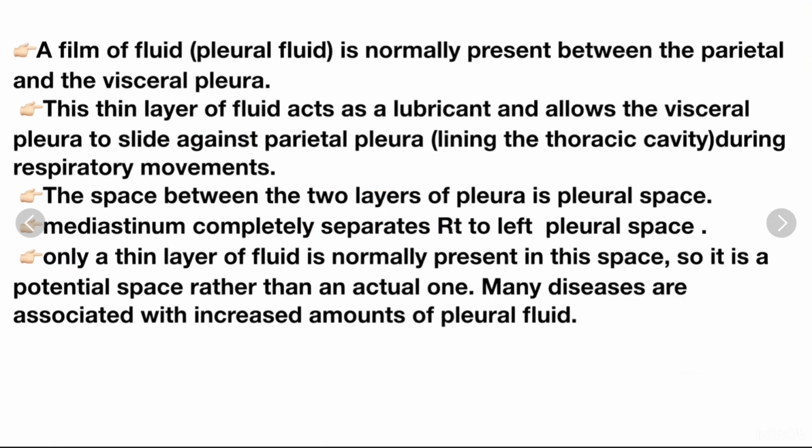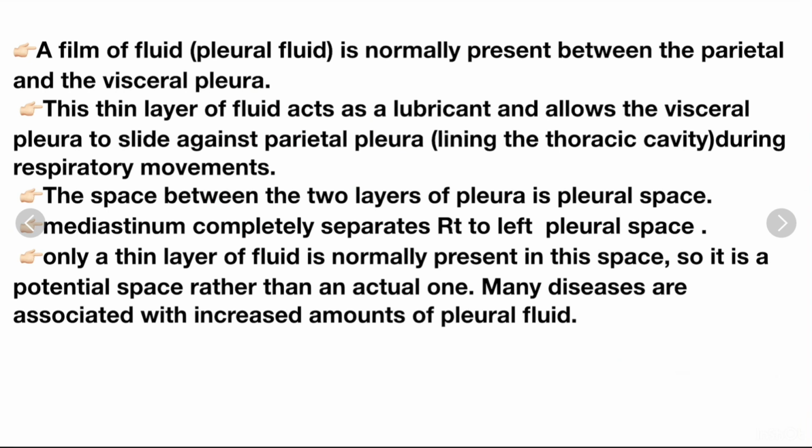A film of fluid, pleural fluid, is normally present between parietal and visceral pleura. This thin layer of fluid acts as a lubricant and allows the visceral pleura to slide against the parietal pleura lining the thoracic cavity during respiratory movements. The space between the two layers of pleura is the pleural space.